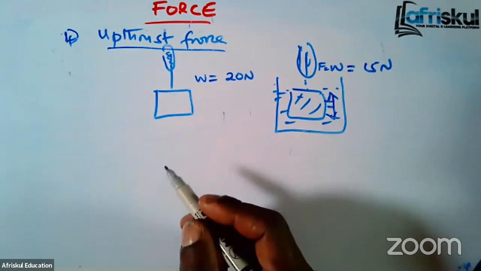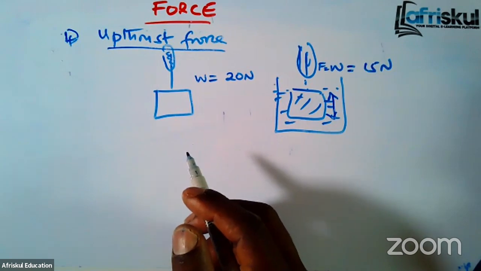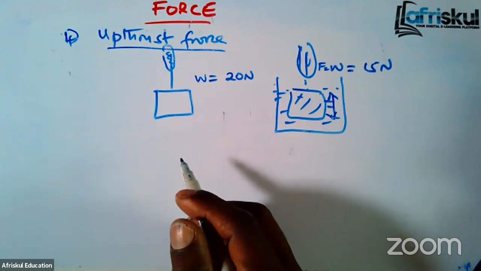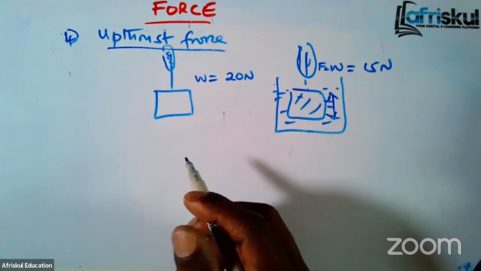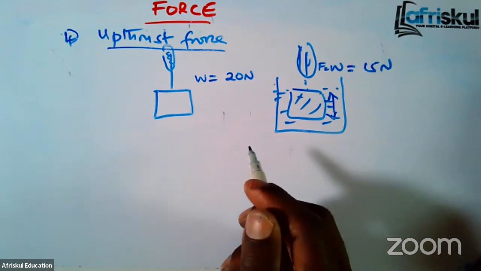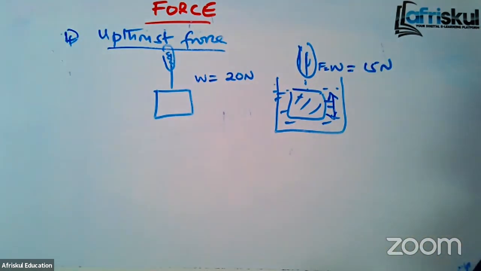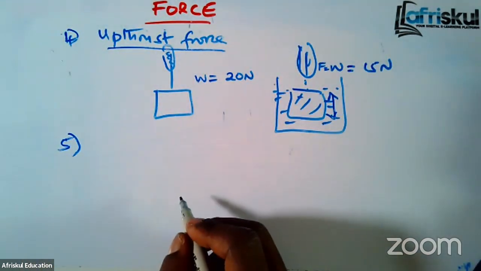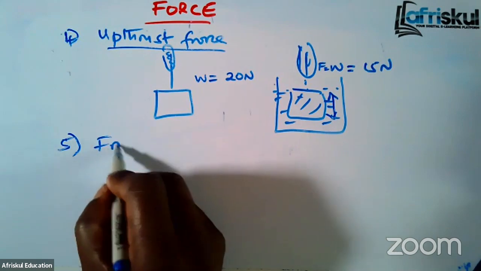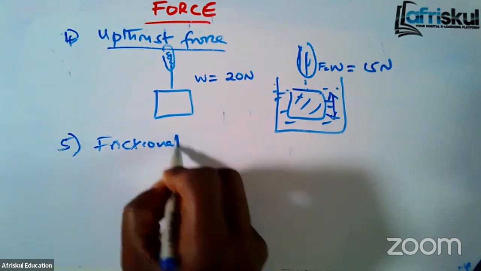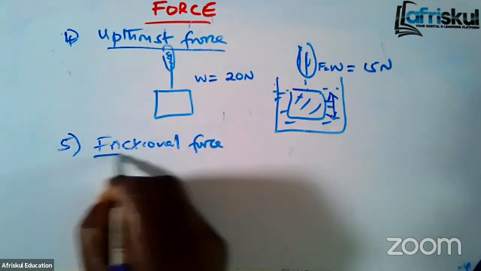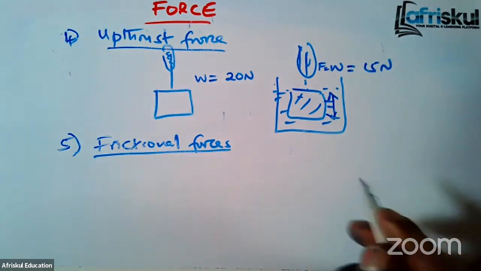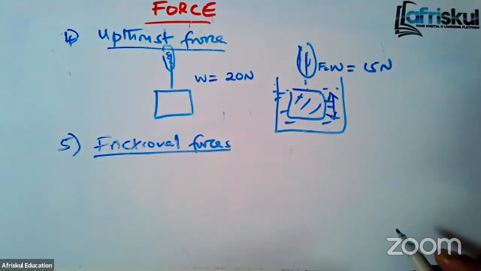This is a topic that will be dealt with in very deep detail in Form 4 in a topic that we call floating and sinking. So here at this stage, we're just going to mention it as a type of force that exists in nature. Then force number 5 is a force that we call frictional force. I'm not following any particular order, I'm just mentioning the forces that are there.